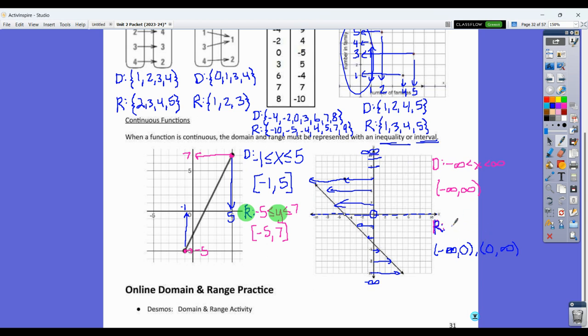Writing that in inequality notation is a little bit more cumbersome, but you would write negative infinity is less than y. Remember, it's y, which is less than 0. And then you would also write 0 is less than y, which is less than infinity. So over both of those intervals is the range there.